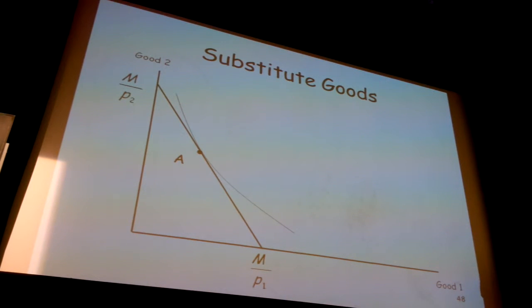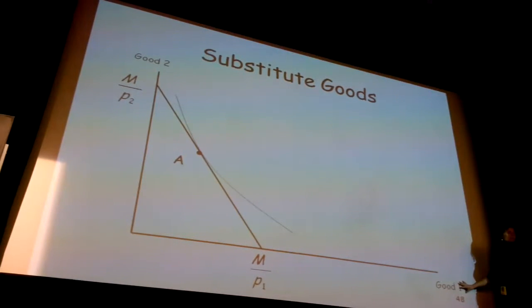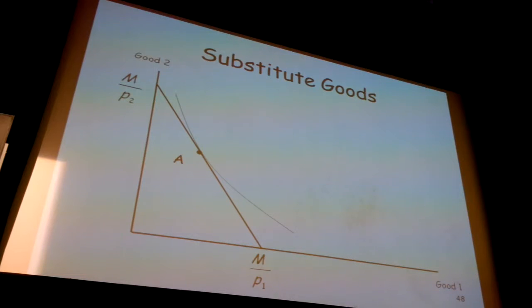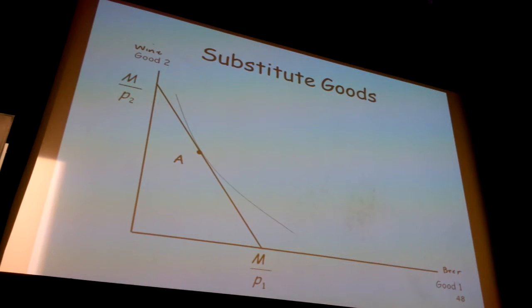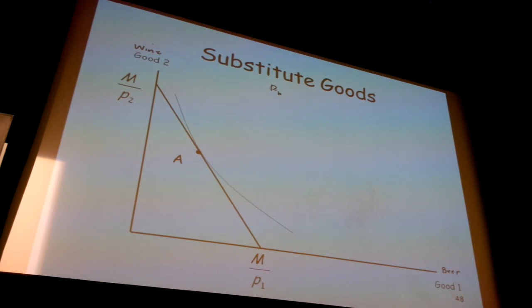Now let's suppose that the price of this good over here falls. And actually, what are two goods that are substitute goods? Beer and wine. See, it's not my fault that I keep talking about beer and wine. So again, let's suppose that the price of beer falls. And let's go ahead and draw the corresponding change in the budget constraint.